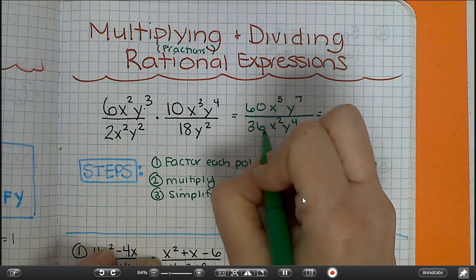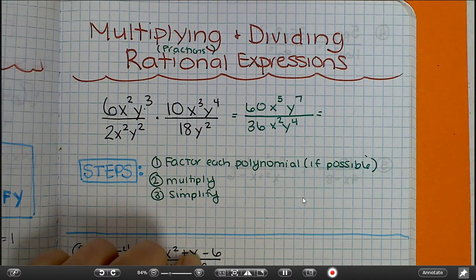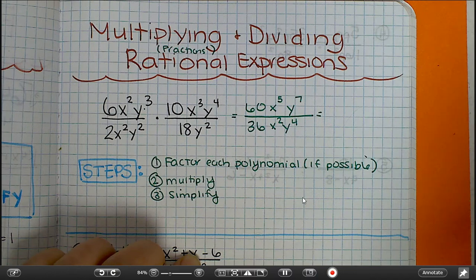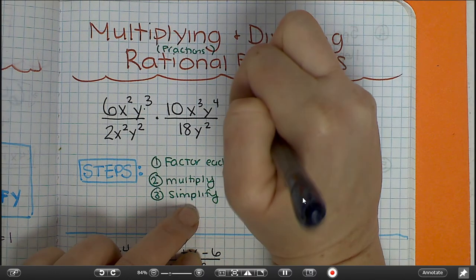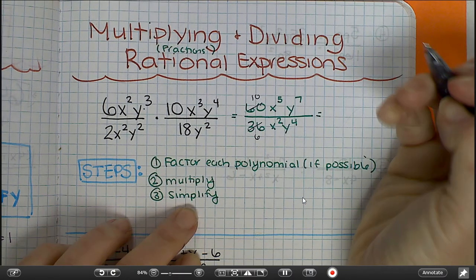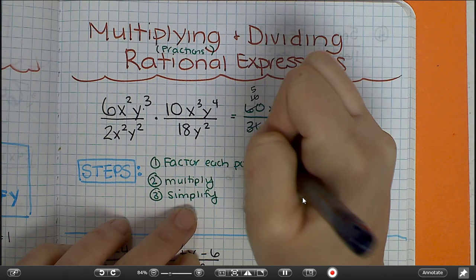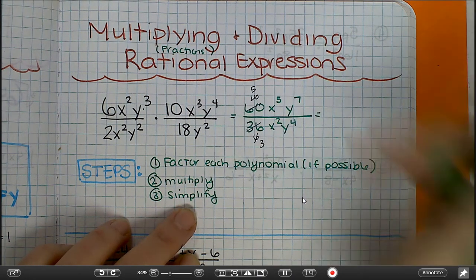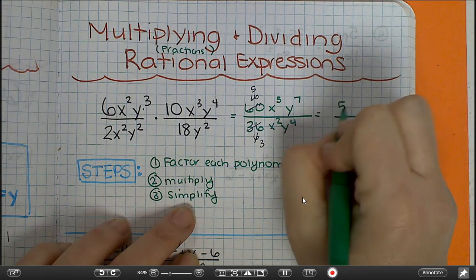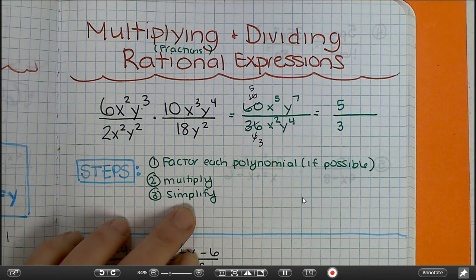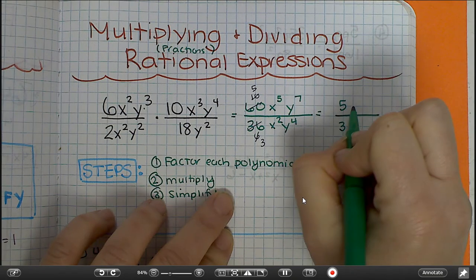What are 60 and 36 both divisible by? The first thing that pops in my head is 6. So let's see if that's enough. Nope, we can do more. So I'm going to divide by 2. That's 5. And that's 3. So I know I'm going to have 5 and 3 like that. I like to do it like this when it's monomials.